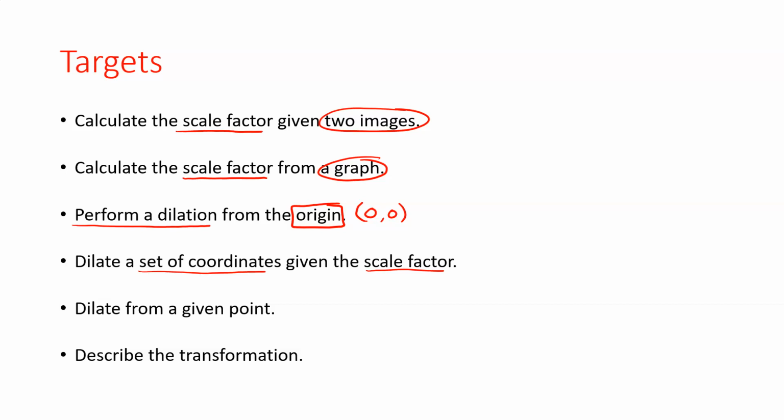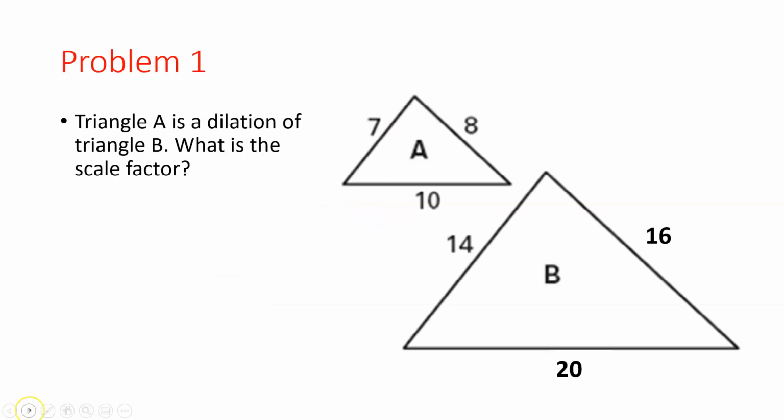Next thing on our list is, can you dilate from a given point? Sometimes it won't be a dilation from the origin. Maybe it might be a specific point on the shape itself. Do you know how to dilate using the lengths? And then the last thing, do you know how to describe a transformation? So again, if I give you the pre-image and the image, can you tell me, hey, they used a reflection, rotation, translation, dilation. What did they use to get from the pre-image to the image? So let's jump into the solution.